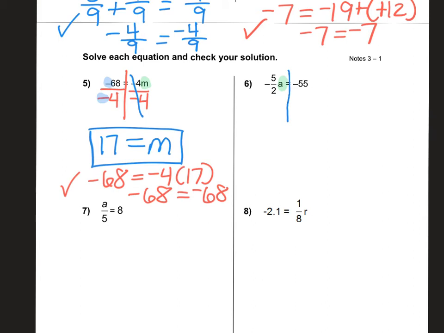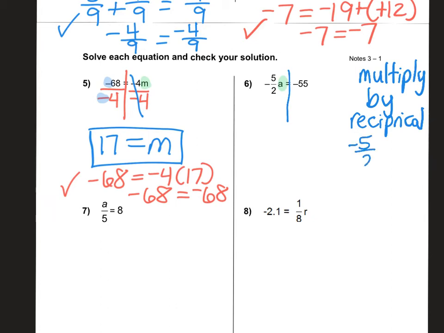Another way to get rid of that fraction is to multiply by the reciprocal. The reciprocal is the opposite, or the fraction flipped. So the reciprocal of -5/2 is -2/5. I'll show you that here. The reciprocal of -5/2 is -2/5. Notice I just flip-flopped those.